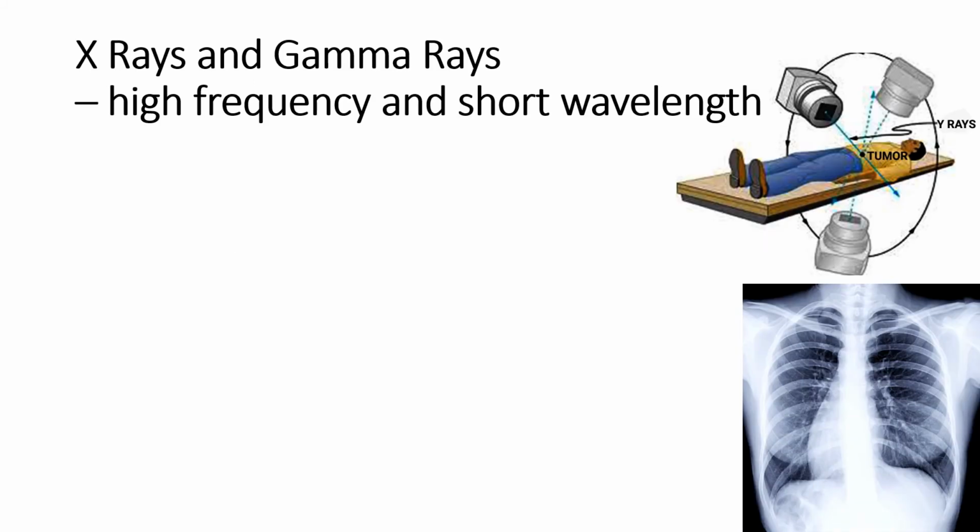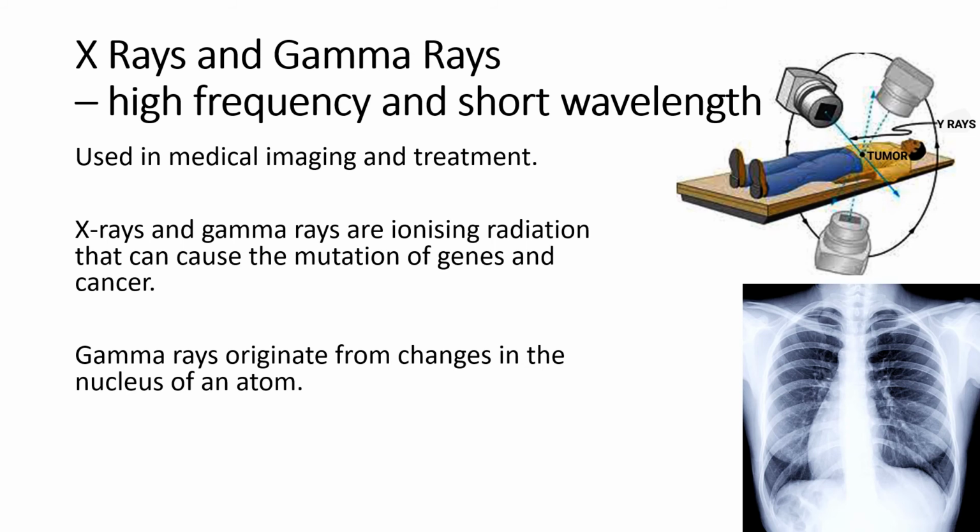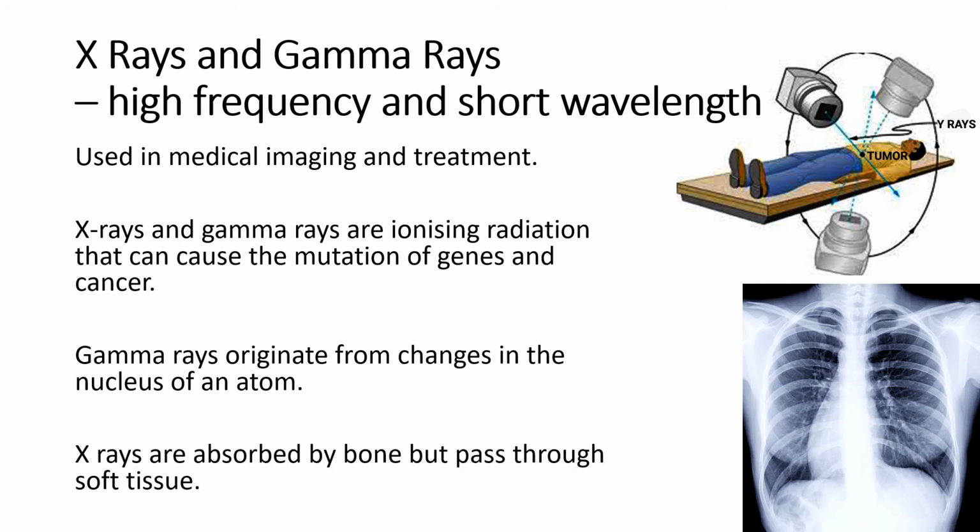X-rays and gamma rays are the high frequency and short wavelength rays right at the end of the electromagnetic spectrum. They're used in medical imaging and also cancer treatment. X-rays and gamma rays are both ionizing radiation that can cause the mutation of genes and so cause cancer. Gamma rays originate from changes in the nucleus of an atom, and we've learnt about them in the radioactivity topic as well. X-rays are absorbed by bone but pass through soft tissue, which allows us to produce images of the body.